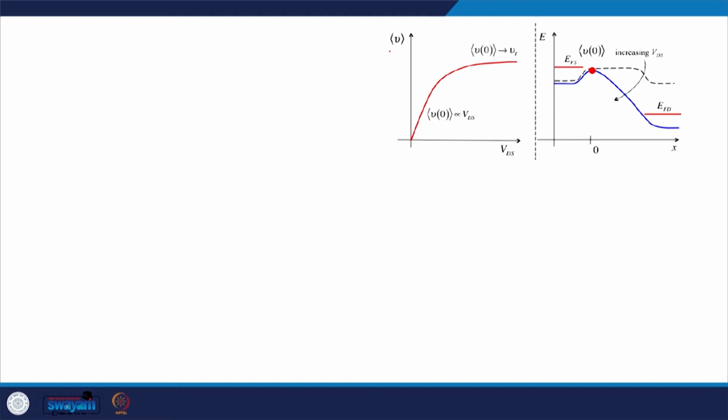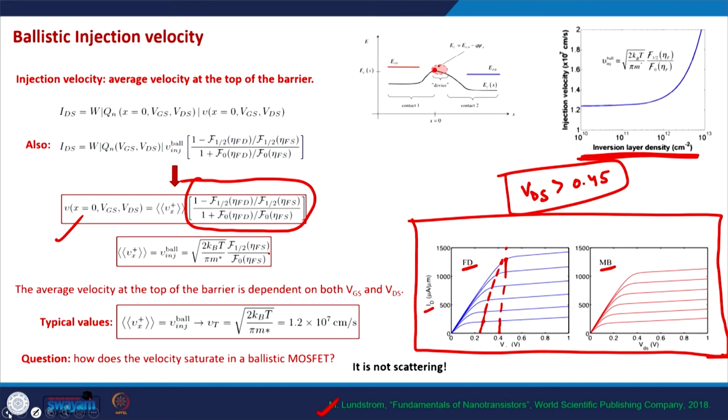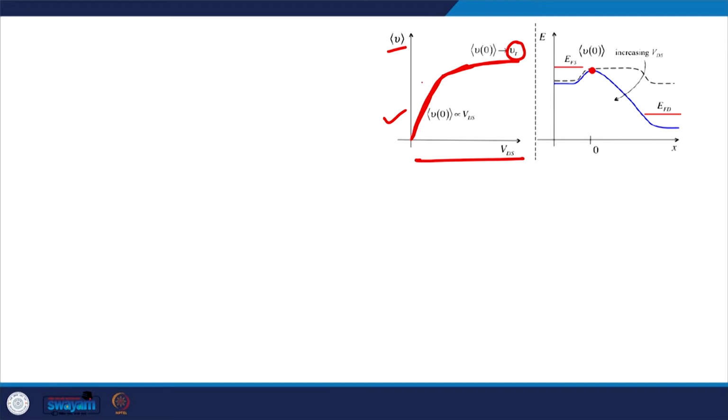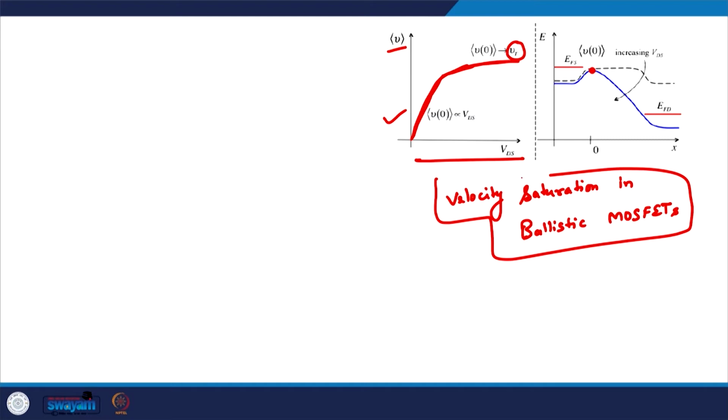And this is the plot of the average velocity as a function of the drain voltage. As you can see, initially the velocity is linearly dependent on the drain voltage, but for higher drain voltage it starts saturating and approaches the unidirectional thermal velocity. So, this is precisely the reason that the current is getting saturated after a certain drain voltage. Now, we need to understand the reason for velocity saturation in ballistic MOSFETs. Just give it a thought for a moment, and then we will go into the details of this idea.